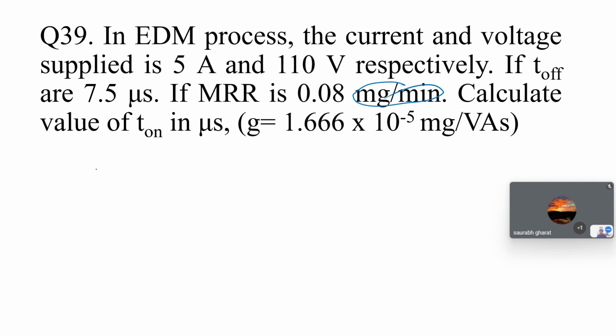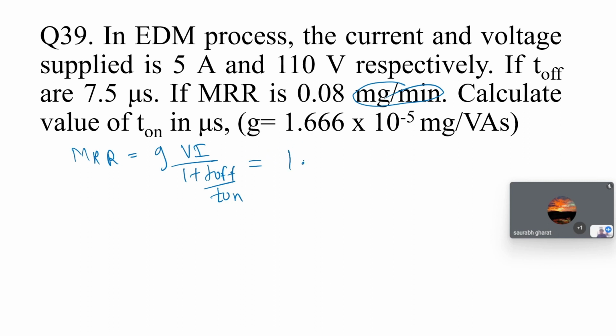So you know the formula again. I just keep it slightly small because it's a slightly long problem. Your MRR is equal to G into V into I divided by 1 plus T off by T on. T on is problematic, but it is just a small problem. So let me solve it for you.